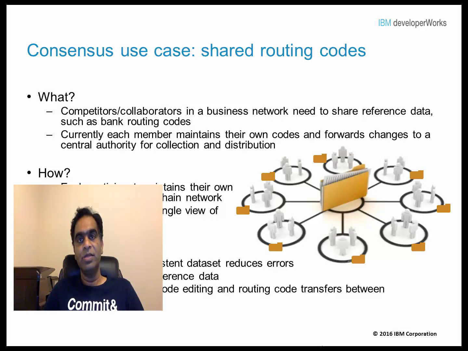Every participant in the blockchain network maintains their own codes, and blockchain creates a single view of the entire dataset. Finally, what are the benefits of blockchain consensus mechanism? Blockchain consensus mechanism provides the benefits of a consolidated, consistent dataset with reduced errors. It provides near real-time reference data and the flexibility for participants to change the descriptions of the assets they own.